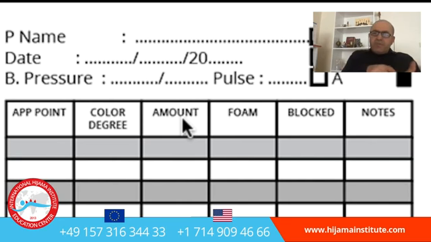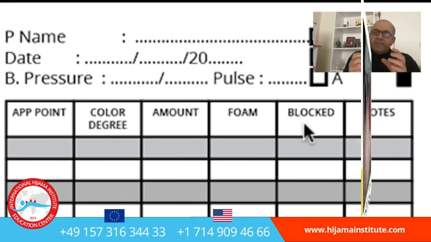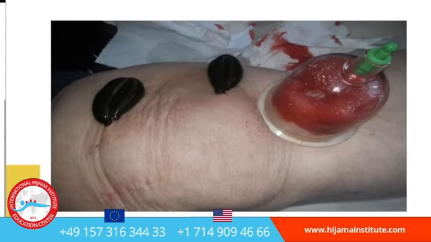wherever you see foam or blocked area, when you do hijama, after you do the cuts, there are some areas where the blood doesn't come out at all. No blood coming out at all. And sometimes you see foam. Foam doesn't mean the cup is leaking air. The foam, I'm going to tell you the reason later.